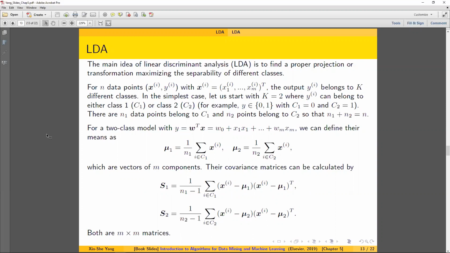We have n data points, xi, yi, and m dimensions, so there are m different variables of x. And then the yi belongs to k different classes. In a simple case, let's start with k equal to 2. Essentially, yi can belong to either class 1, C1, or class 2, C2, for example. In the case that y is 0 or 1, then it's binary class for the dependent variables. There are n1 data points that belong to C1 and n2 points that belong to C2, n1 plus n2 equal to n.